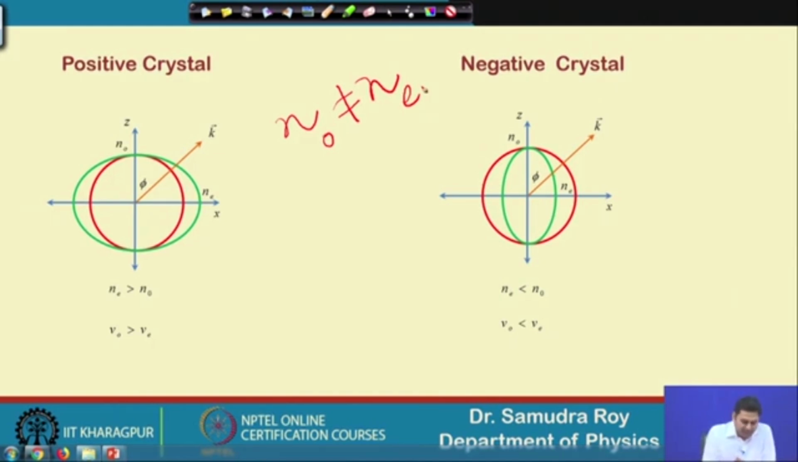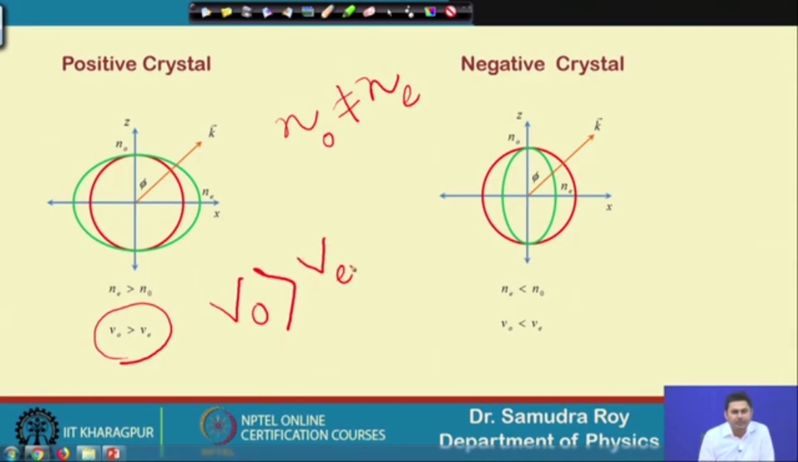So, in a positive crystal, if you see here, the velocity of the ordinary wave is greater than the velocity of the extraordinary wave. That means, refractive index in terms of velocity inside the medium, we know that it is nothing but c divided by n.